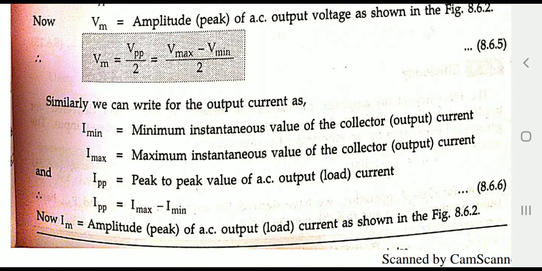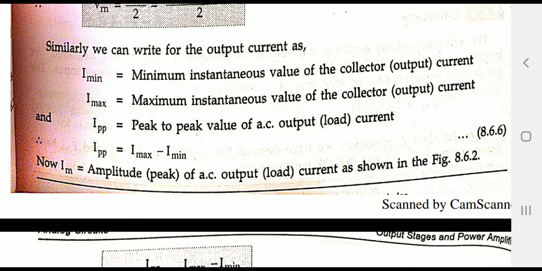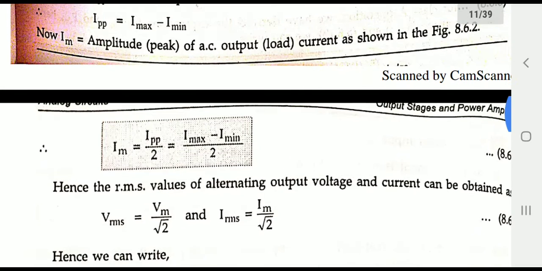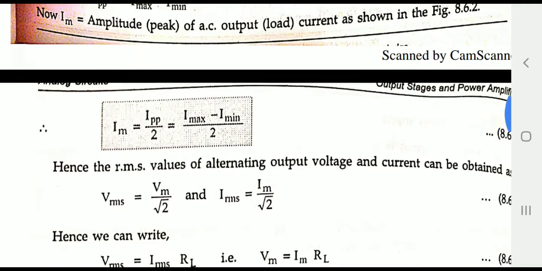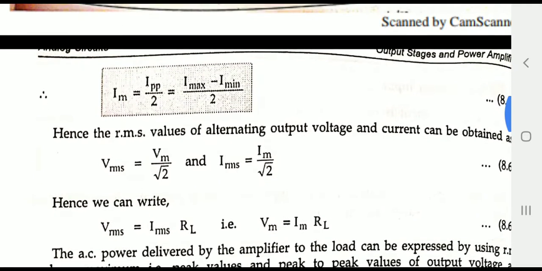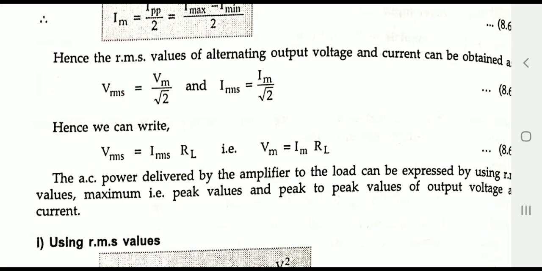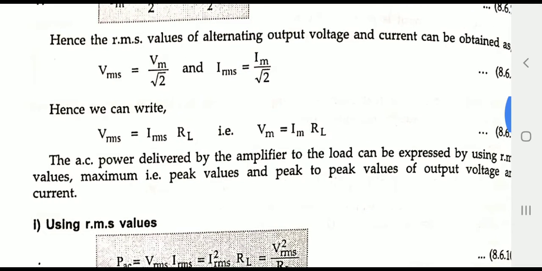Similarly, if I do it for the output current also, we'll get I minimum, I max, I peak to peak and Im amplitude. Again Im we can get as I max minus I minimum by 2. So we got Vm and we got Im here. In the full wave rectifier, we know that Vrms is nothing but Vm by root 2 and Irms is nothing but Im by root 2. I am considering this because the class A power amplifier uses a complete full cycle of an input signal which will be amplified. So we are considering these two equations here.